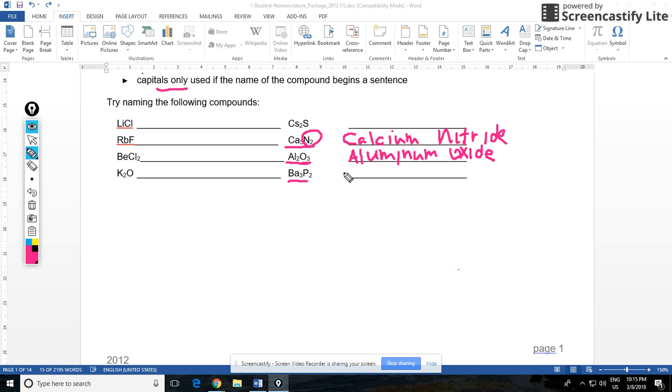Let's try this one here, Ba3P2. So Ba is a metal, barium. Our nonmetal is phosphorus. Phosphorus does not become phosphoride, it becomes phosphide. Make sure you're very careful with your spelling because one letter different can mean a whole different compound. If you put a T here instead of a D, that becomes a different compound altogether. So be very careful with that spelling.